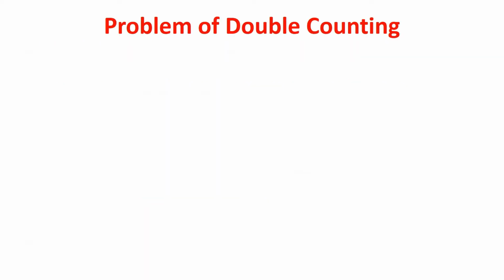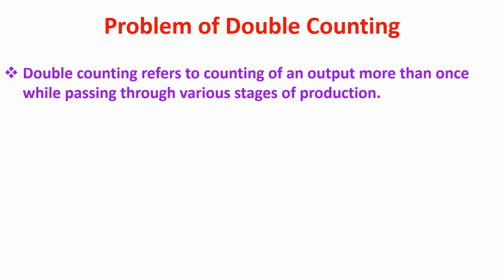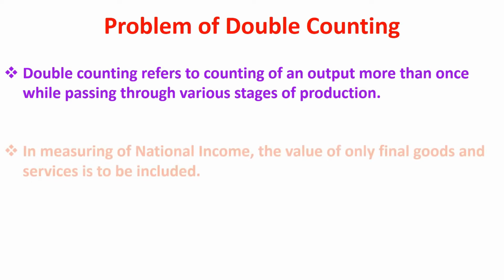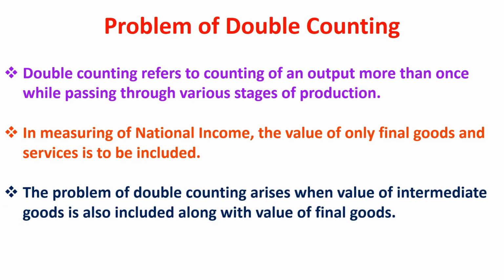Problem of double counting. Double counting refers to counting of an output more than once while passing through various stages of production. In measuring national income, the value of only final goods and services is to be included. The problem of double counting arises when value of intermediate goods is also included along with value of final goods.